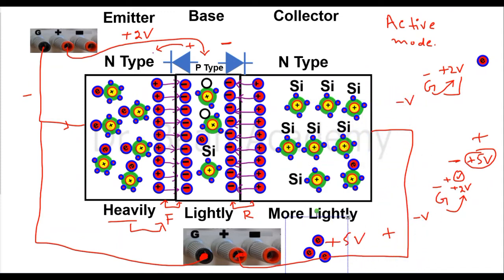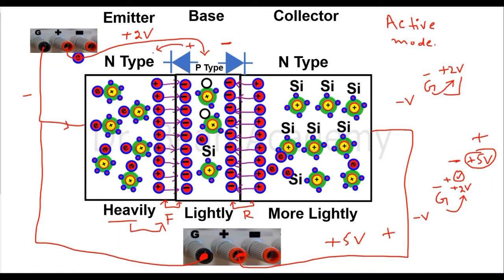It means the current out of the collector will be way larger than the current out of the base. For example, suppose there are 3 electrons that make it through this region, and only one will take part in the recombination here, and only this one.